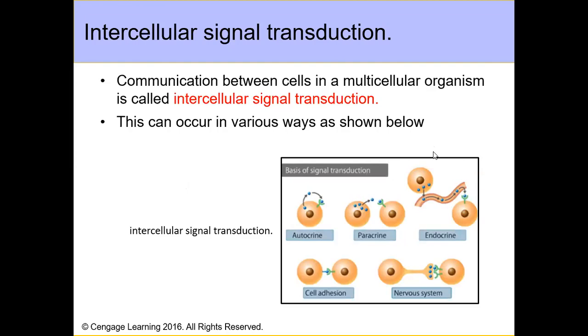There are two ways. Cells can talk between themselves. So we have cell A talking to cell B. And we have different ways in which that can be achieved. Now, I want you to note that when different cells are talking to one another, in that case you talk of intercellular. Inter means between, signal transduction or signal communication. This can occur in different ways.